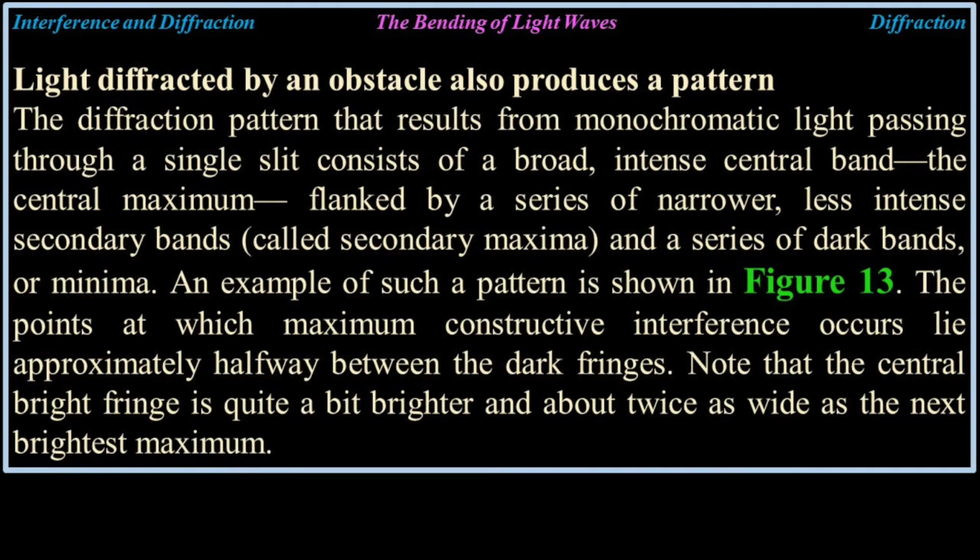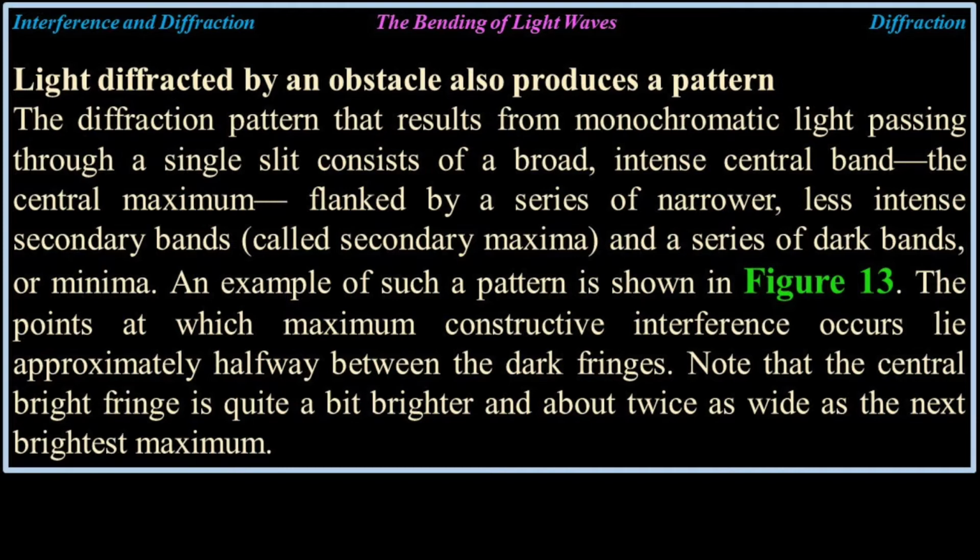Light diffracted by an obstacle also produces a pattern. The diffraction pattern that results from monochromatic light passing through a single slit consists of a broad, intense central band, the central maximum, flanked by a series of narrower, less intense secondary bands called secondary maxima, and a series of dark bands, or minima. An example of such a pattern is shown in Figure 13.